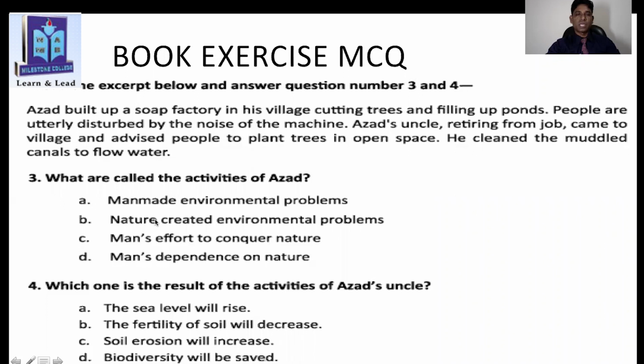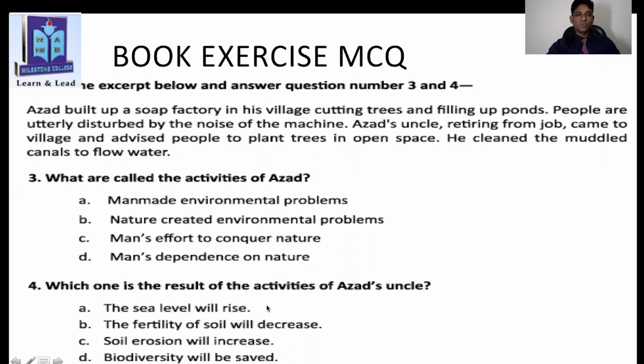So now, can you guess what the activities of Azad are called? Man-made environmental problems, naturally created environmental problems, man's effort to conquer nature, and man's dependence on nature. So which one will be the answer here? Yes, man-made. This one will be the answer. Okay, A. The answer will be A. Which one is the result of the activities of Azad's uncle?